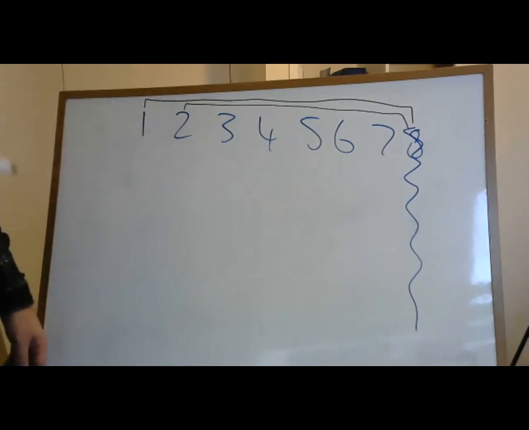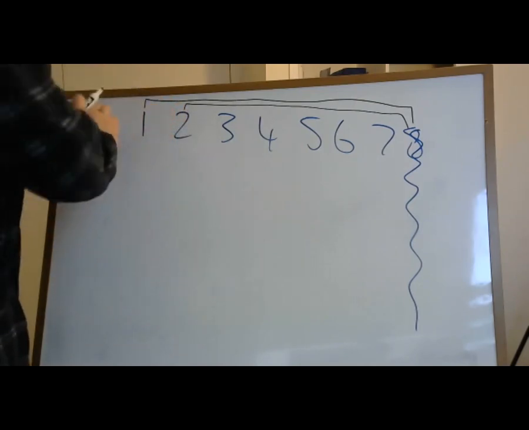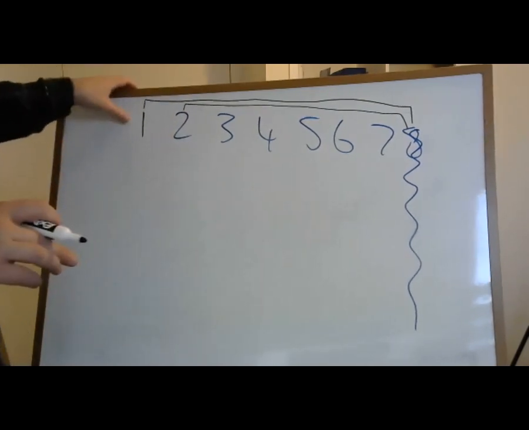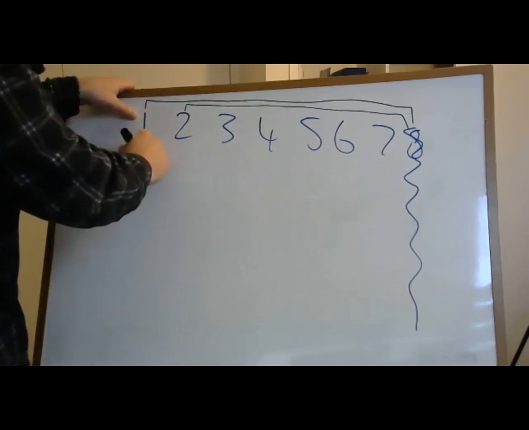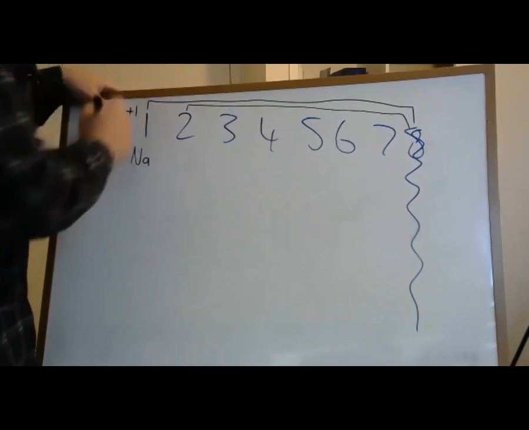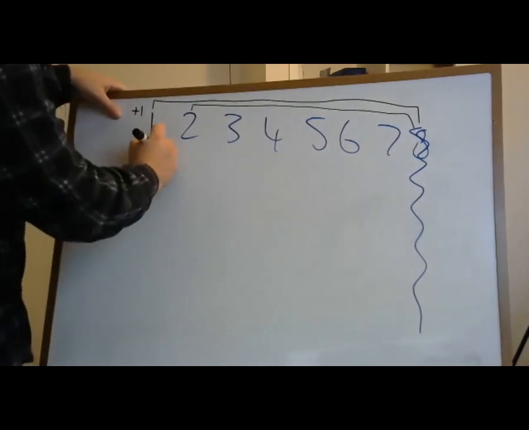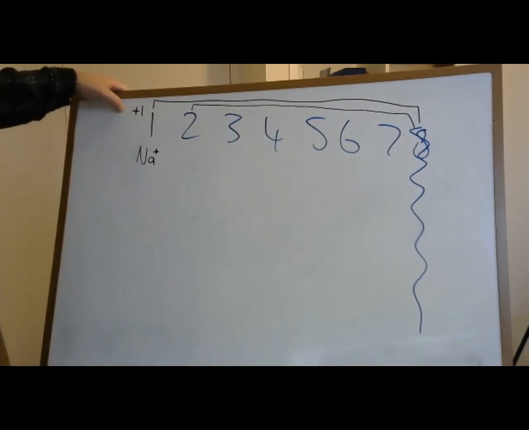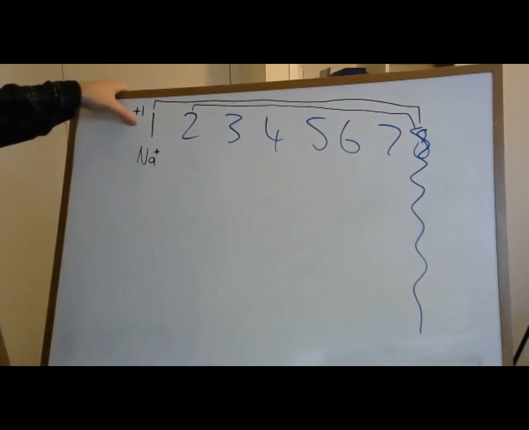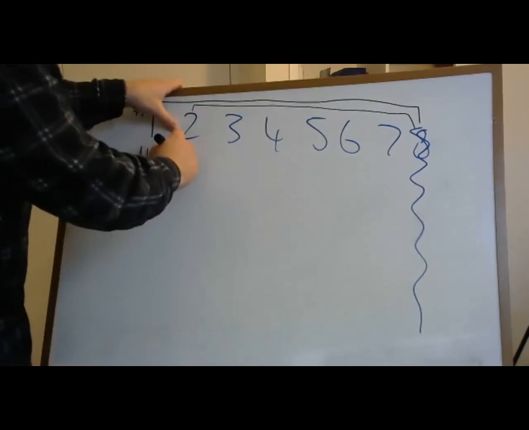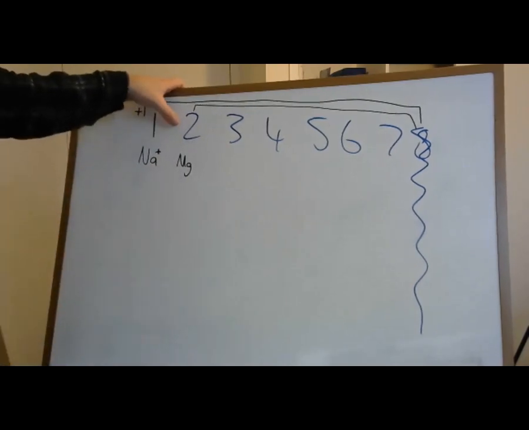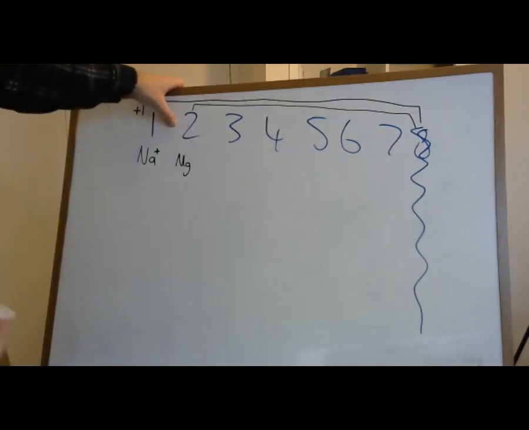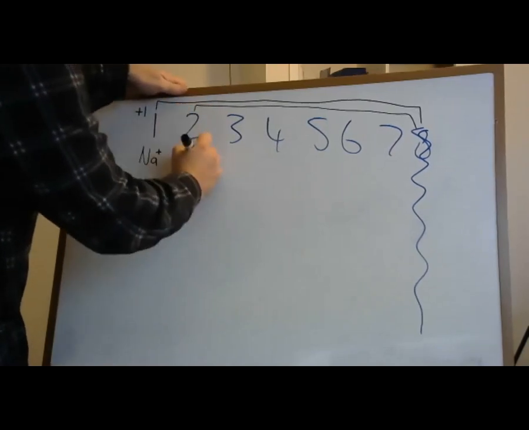We know that electrons are negatively charged. So if this is giving away 1 electron, let's go with sodium, it becomes +1, Na+. So group 1 always forms +1. Group 2, magnesium, when it binds with something, wants to get rid of 2 electrons, 2 negative charges. So it will become +2.